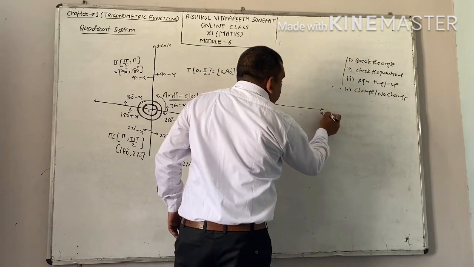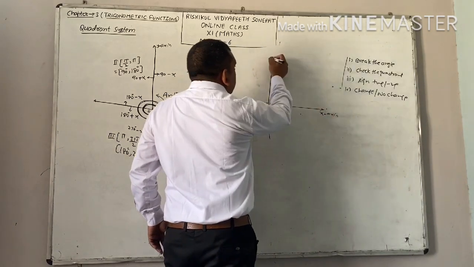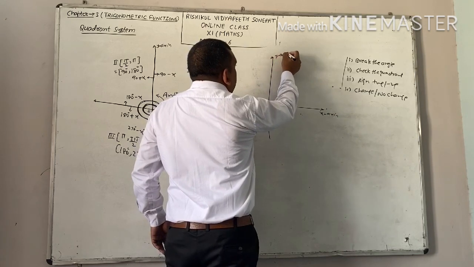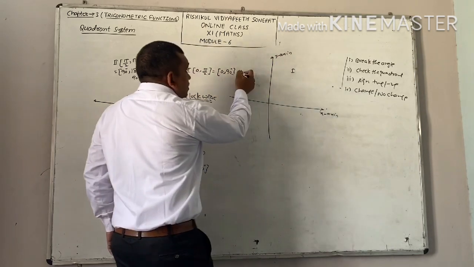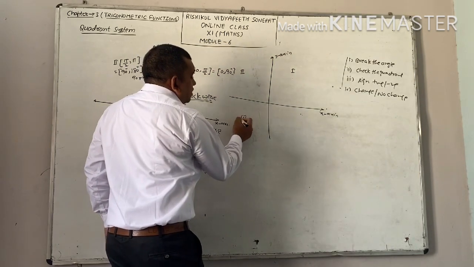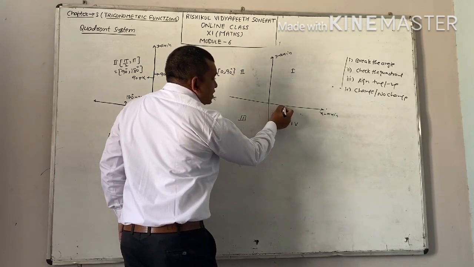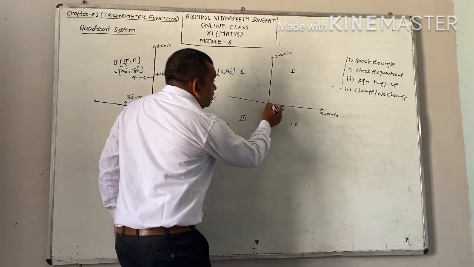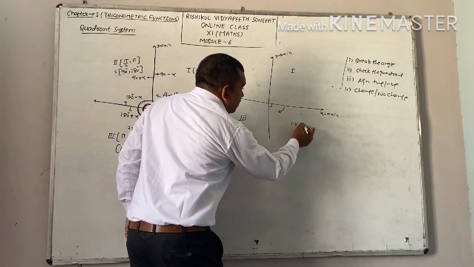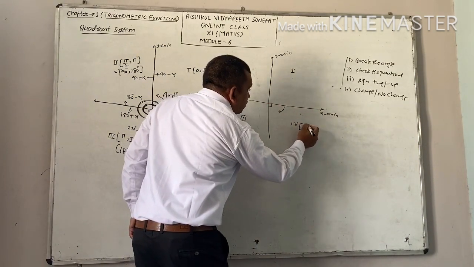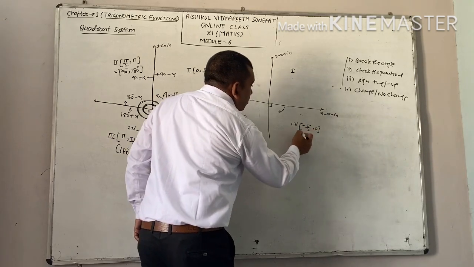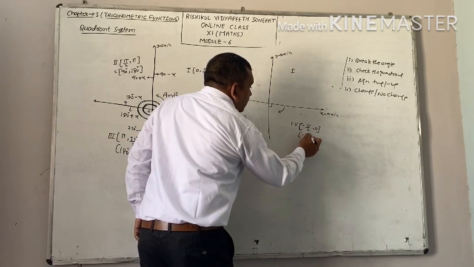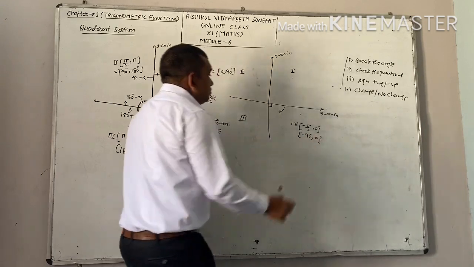This is your x-axis. This is your y-axis. This is your first quadrant. This is your second quadrant. This is third. This is fourth. Now I am changing the direction. I am taking the direction as clockwise. This is your pi by 2. That's why the fourth quadrant will be from minus pi by 2 to 0, or you can say minus 90 to 0.